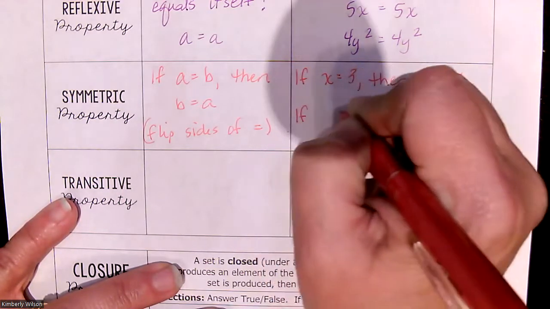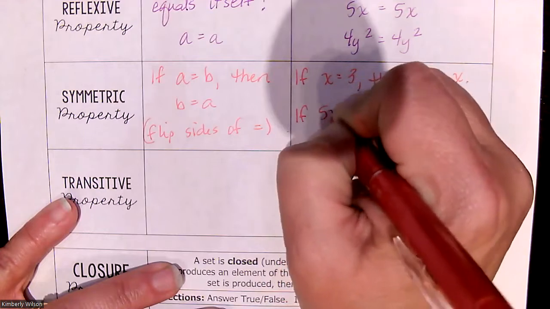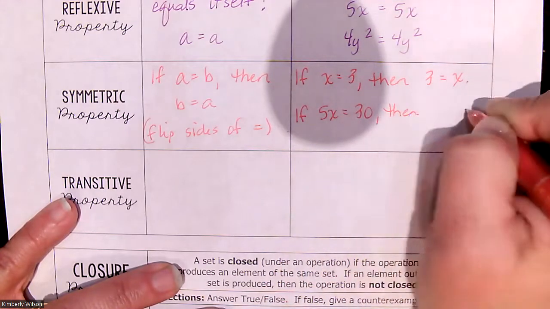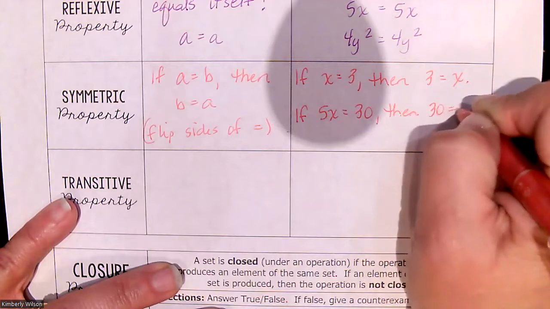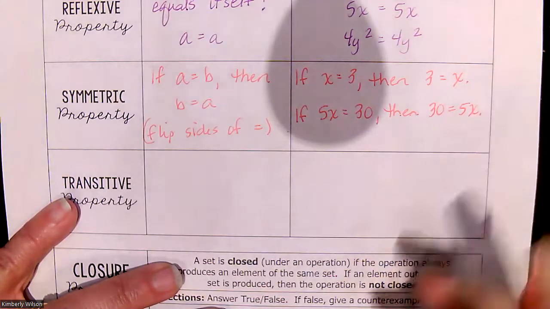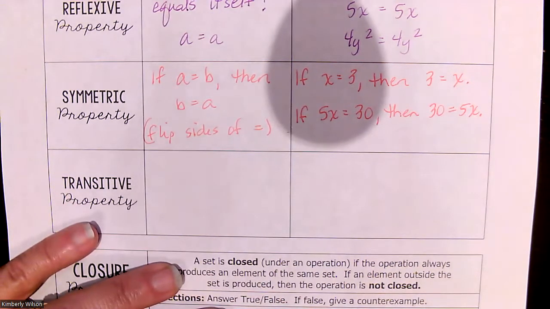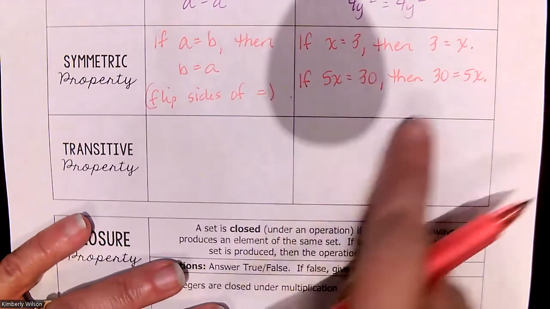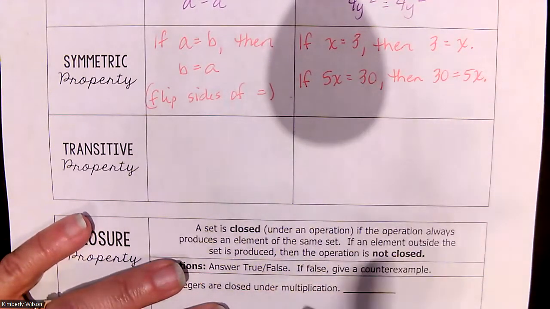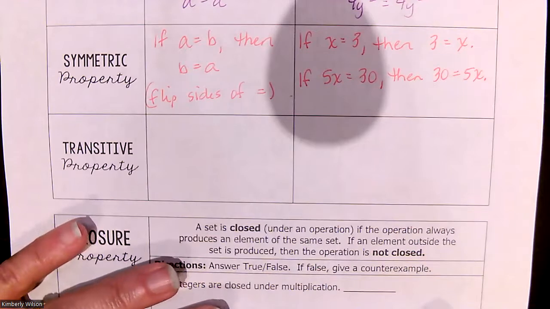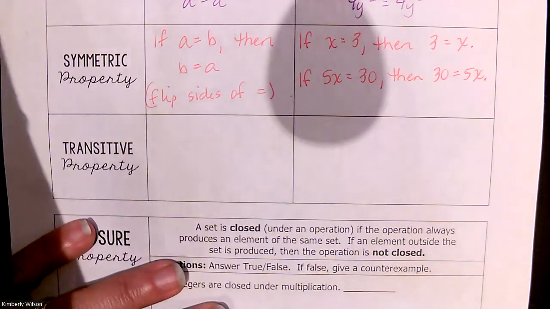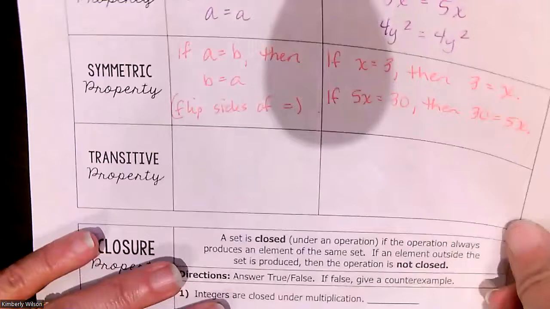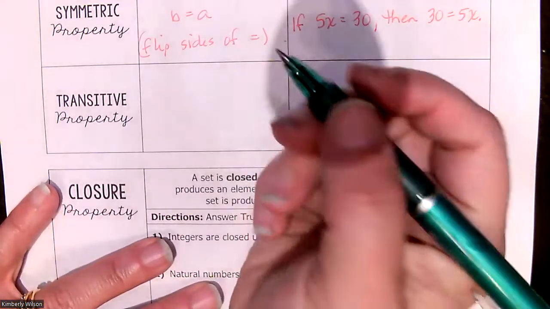Or you could say if 5x equals 30, then you can also say 30 equals 5x. You'll see these properties come into play a whole lot more in geometry because you have to label what's happening when you flip which side of the equal sign things are on, even though it doesn't change the value of what's happening. And the last one to talk about, transitive property.